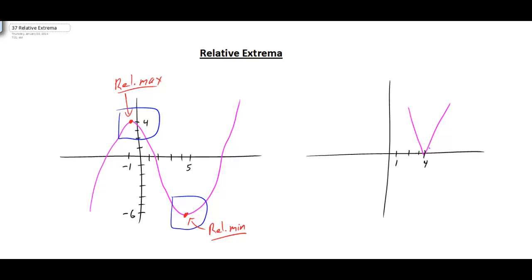If we look over here at the other graph, we have a sharp turn at this point, and again, here your graph is changing directions. So at this point, we would have a relative minimum point.